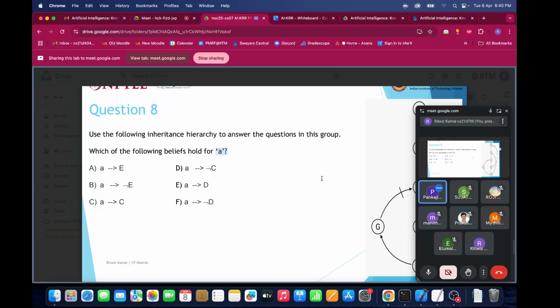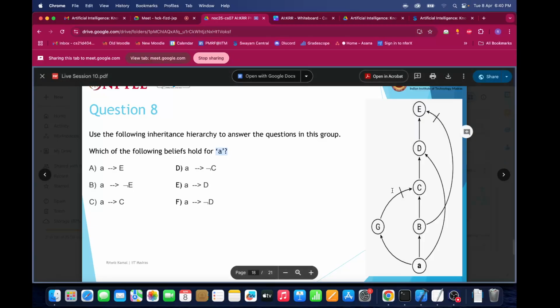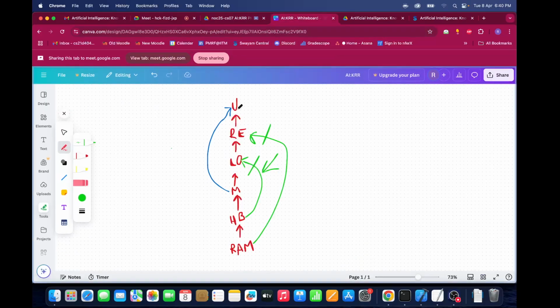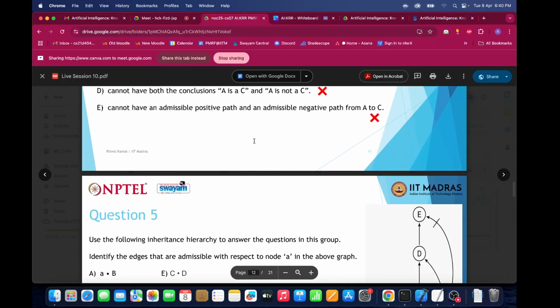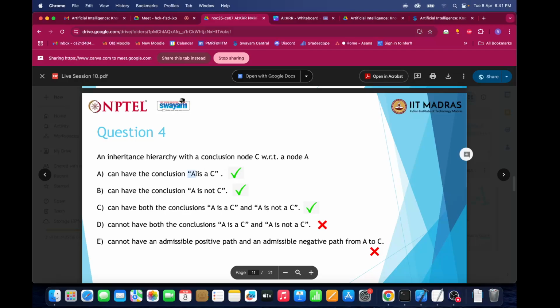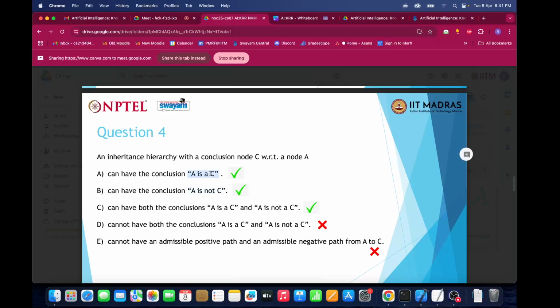What is belief, sir? Belief is basically your understanding of whether something can be another thing, right? Like if I mention, go back to this example here, we can say that Ram is a human being. That is a belief. Ram is a mammal. That is a belief. A human being is not a living organism. That is also a belief. So basically, these paths A to C or A to B. You remember one of the initial questions that we encountered. This one, A is a C, A is not a C. These are examples of beliefs.